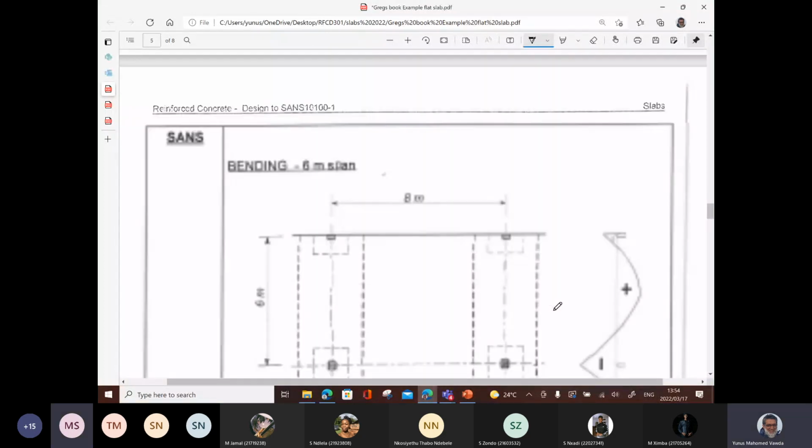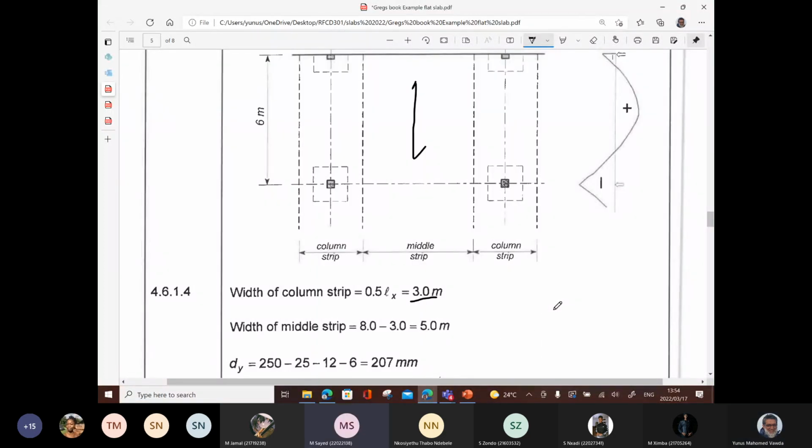Be careful of the direction you're working in. Will you add a second layer for the short span with flat slabs? Sorry, just repeat your question. For restrained slabs, we'll add a second layer with the long span, and with the flat slabs, we'll add it to the short span.